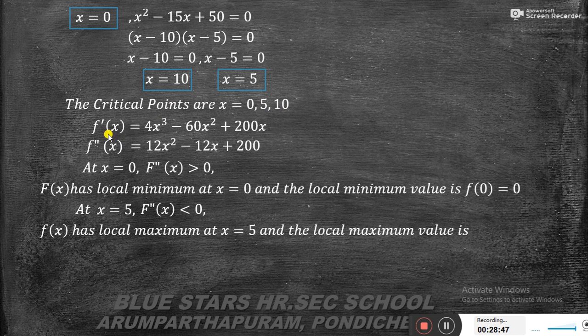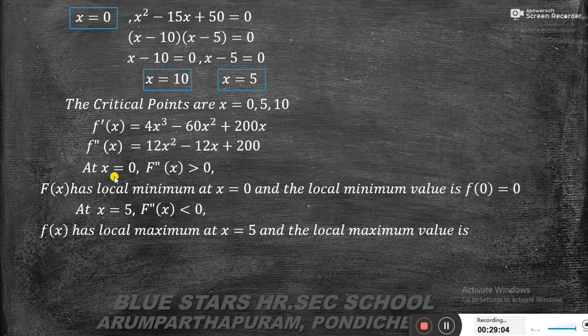Now f dash of x, we know, is 4x cube minus 60x square plus 200x. This is f dash of x. F double dash of x is 12x square, 60 into 2 means 120x, so 12x square minus 120x plus 200. This is the f double dash of x.